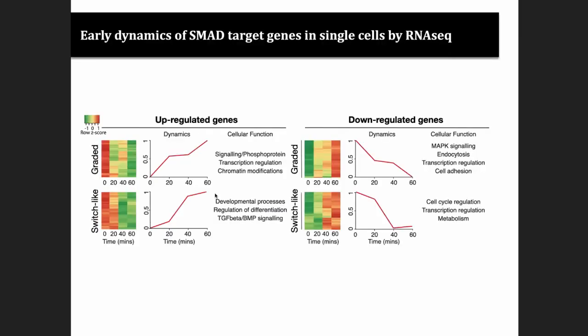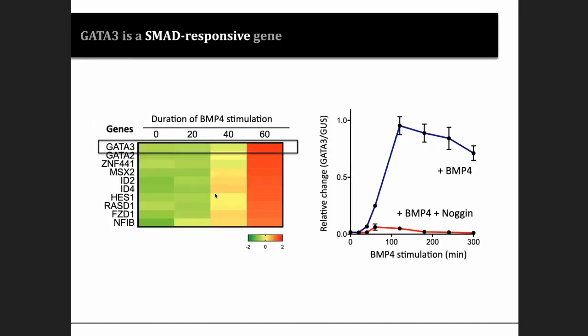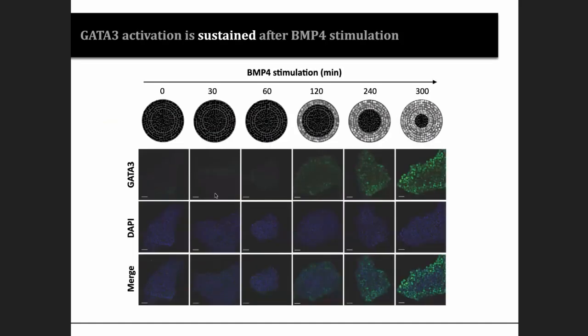So we ran an RNA-seq experiment, and one of the genes with the highest score was actually not known to be a SMAD target gene, and this is the gene called GATA3. So we looked into it a little bit. It was very interesting to see that GATA3 expression was very early, right? At the protein level, after 2 hours of BMP, we start seeing cells expressing GATA3.